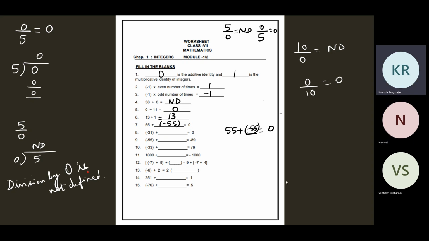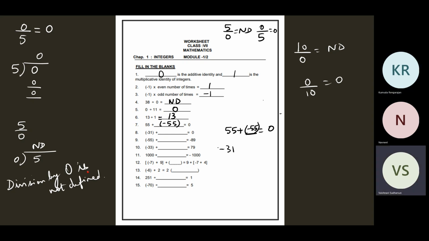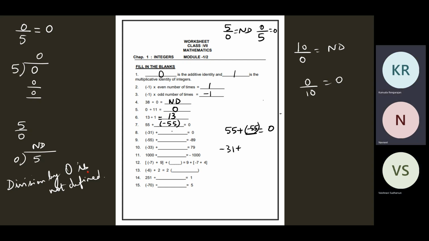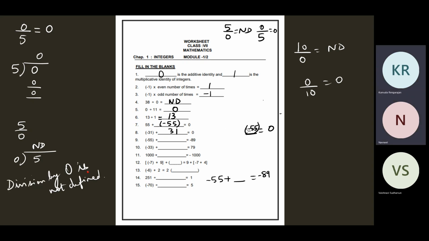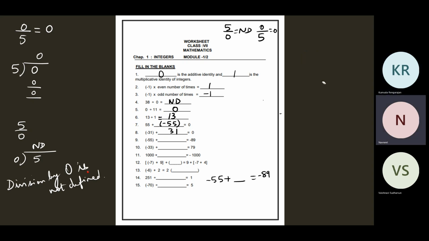Yes, Anirudh, next one, eighth one. Minus 31 plus what is 0? Ma'am, minus 1 plus 31. Plus 31 is 0. Very good. Next one, Navneet. Both of you think. Ninth one is minus 55 plus what will give us minus 89? Anybody who gets it can give the answer first.